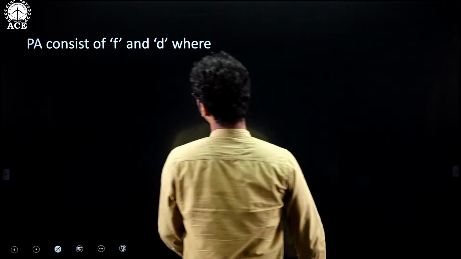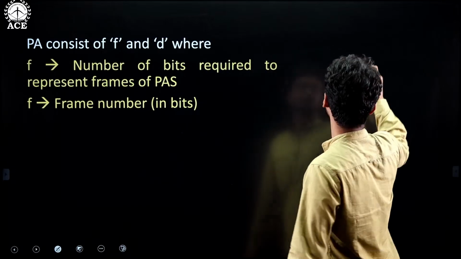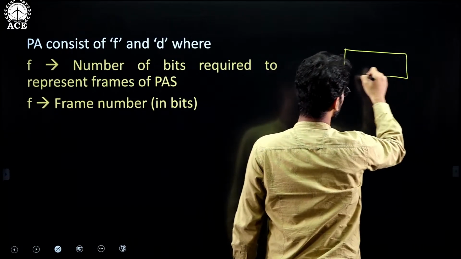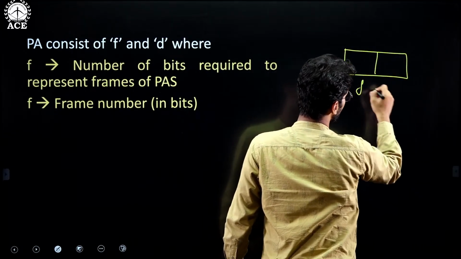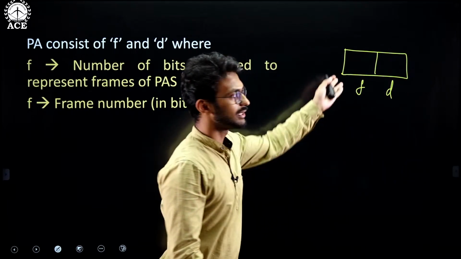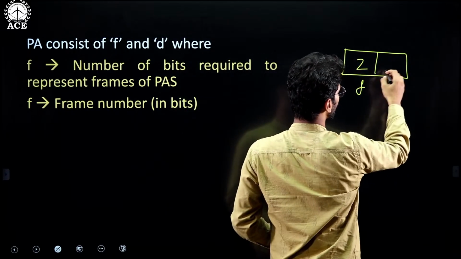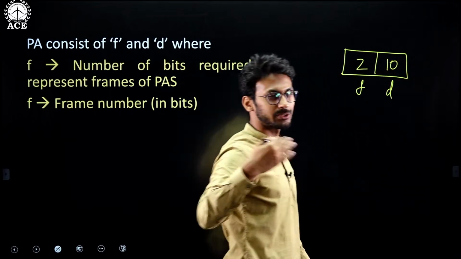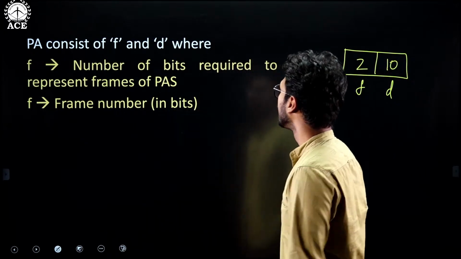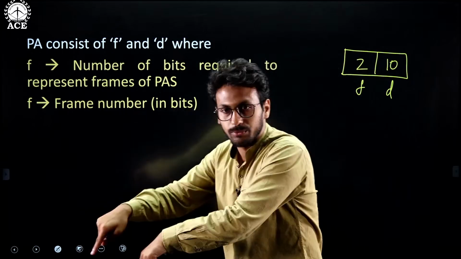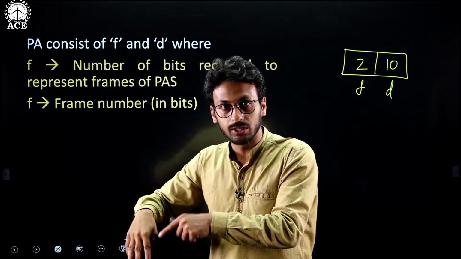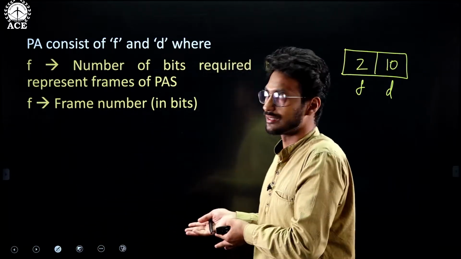Physical address consists of F and D. Somewhat same only, somewhat not exactly same. See, this is F. This is D. What does F indicate? F will be 2 right now. Then D is 10, as per our previous problem. F indicates what? In which particular frame you want to go. In which particular frame that particular page is present. That is what F indicates.